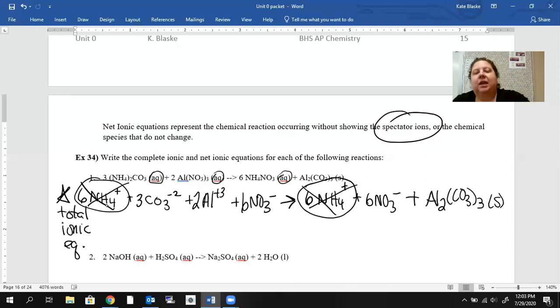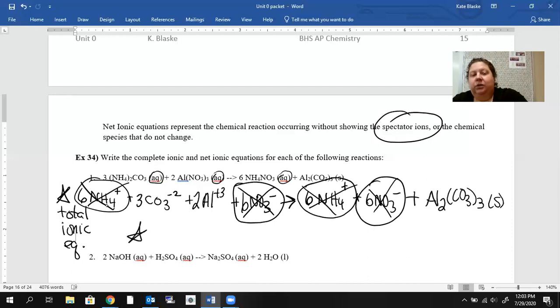I can also see that 6 nitrate ions did not change from the reactant side to the product side. So those are also spectator ions. I'm going to drop them out of the equation. For my net ionic equation, which is sometimes called NIE, we only keep the things left over that did change from the reactant side to the product side. So my net ionic equation shows me what actually happened in that reaction, not anything else that's floating around in that beaker that didn't change.